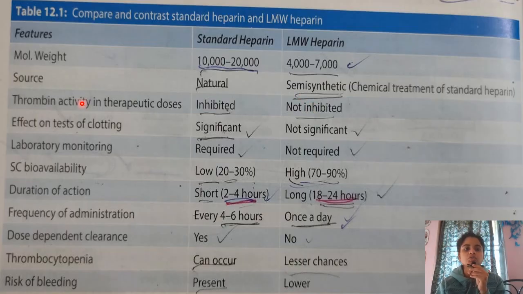Okay. Source is mainly natural or semi-synthetic. LMWH is semi-synthetic. It's just chemical treatment of standard heparin. Means heparin is further broken down into LMW for making LMWH.